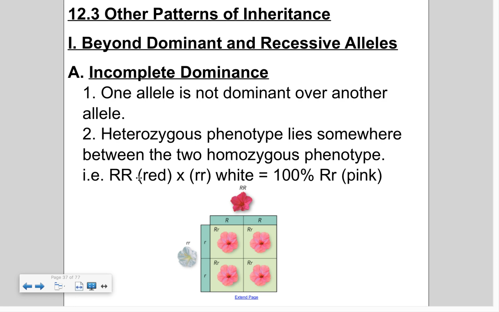But let's just say I have a red flower, and we'll denote it big R for red. And it's going to be cross-pollinated with a white flower, which is little r, and we get 100% big R, little r, or pink. And you can see that the heterozygote phenotype is in between the two parents. Here we have red and white. Well, if you mix the two together, you get pink.